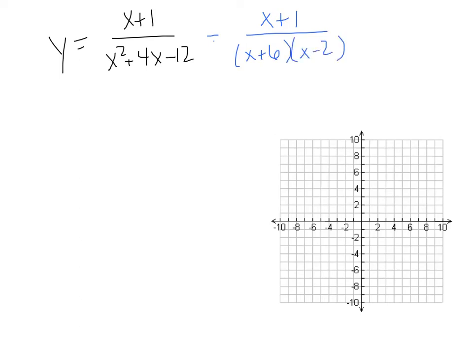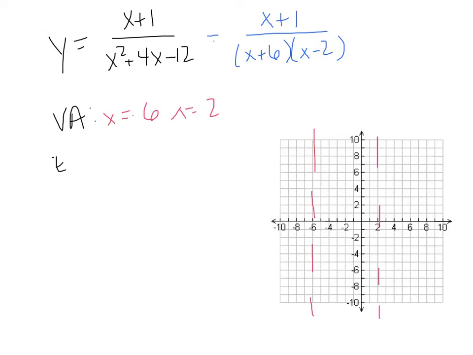So I wanted to do something where we had another couple of vertical asymptotes. In this case, we're going to have two of them: negative 6 and 2. So I'm going to go ahead and graph those.